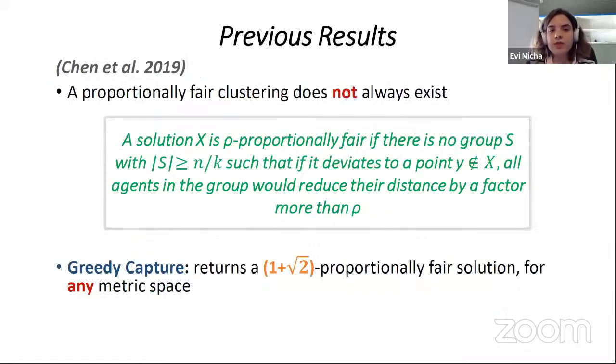They showed that proportionally fair clustering does not always exist, and for this reason they introduced an approximate definition. A solution is rho proportionally fair if, again, there is no group of size at least n over k such that all of its members can choose a different cluster center and all of them reduce their distance by a factor of at least rho. For this problem, they introduced an algorithm, namely greedy capture, for which they showed that for any metric space we can imagine, it returns a 1 plus square root of 2 proportionally fair solution.